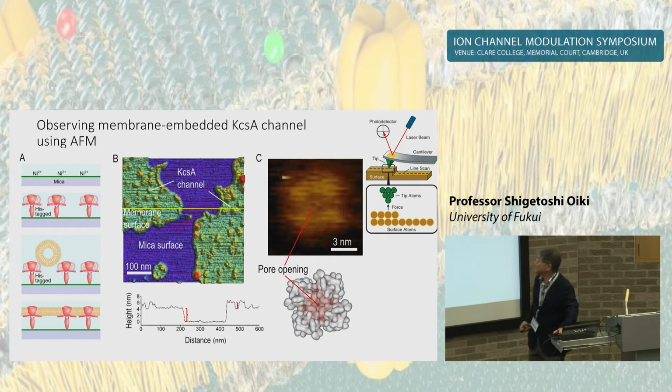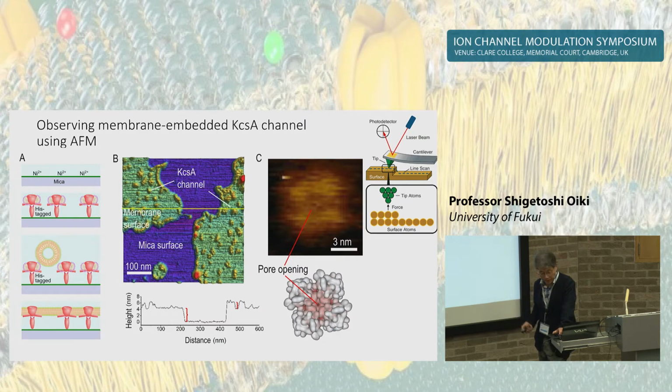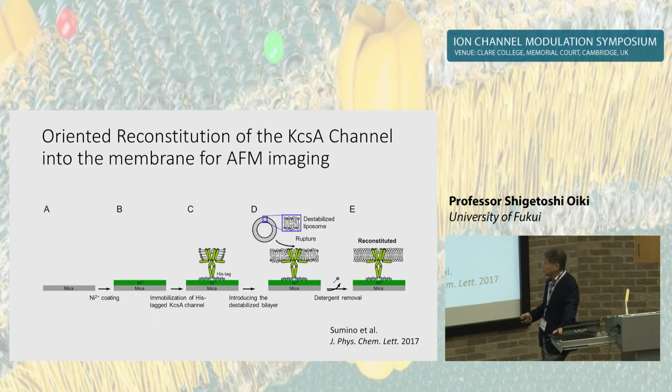I need to show one experiment. This is a KcsA channel resolved in the AFM. You see it is only 3 nanometers, but you see the tetrameric structure, 4 subunits, and there is some dip in the center. This is the usual AFM measurement, but it is important to fix the orientation of the channel to see the outer surface or inner surface. To do that, we developed a method.